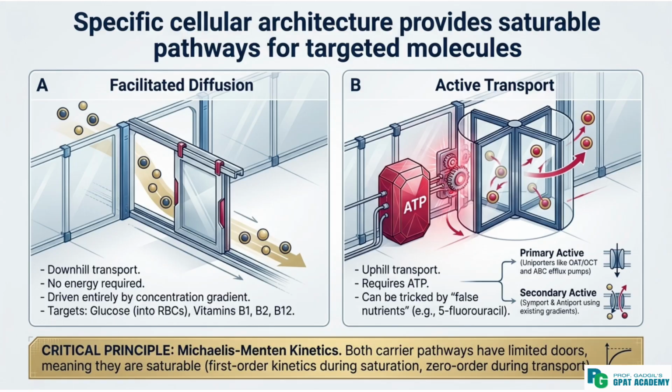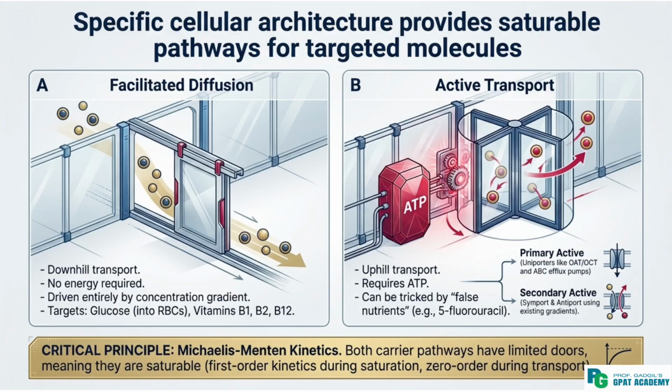Next is the ABC or the ATP binding cassette transporter, which is responsible for transporting small foreign molecules like drugs and toxins, especially out of the cells, and thus called the efflux pumps, which makes them clinically important. Next is the secondary active transport.